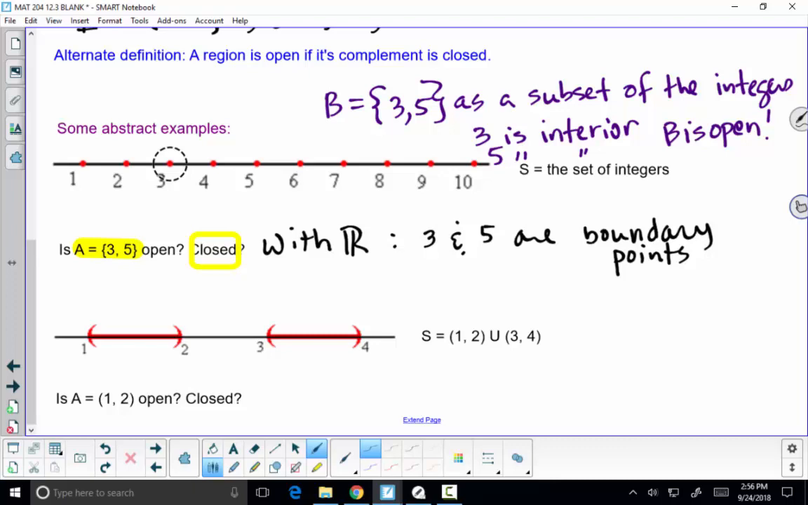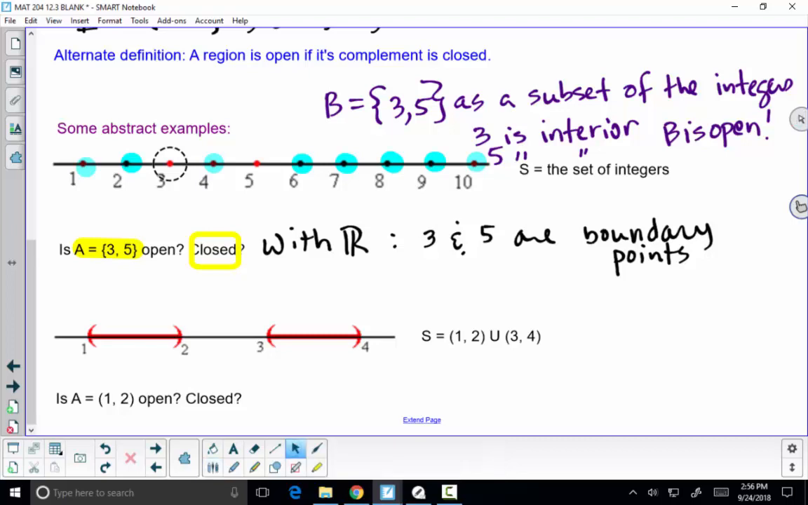Could you make that a subset of the integers? If our ambient space is just integers, the complement of 3, 5 is all integers except 3 and 5. And then we do the same analysis we just did.